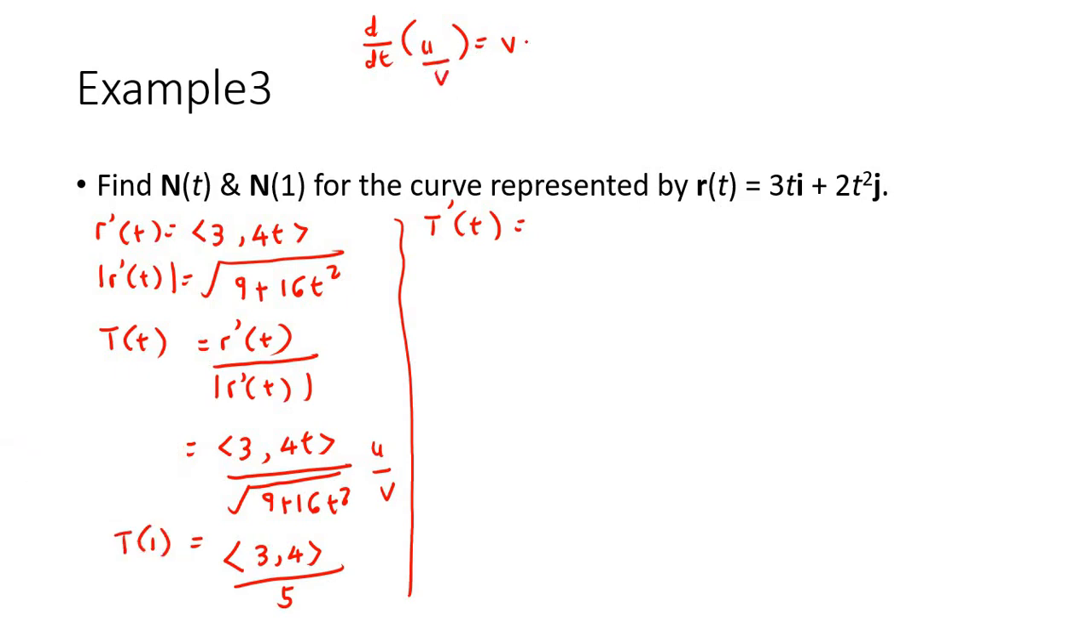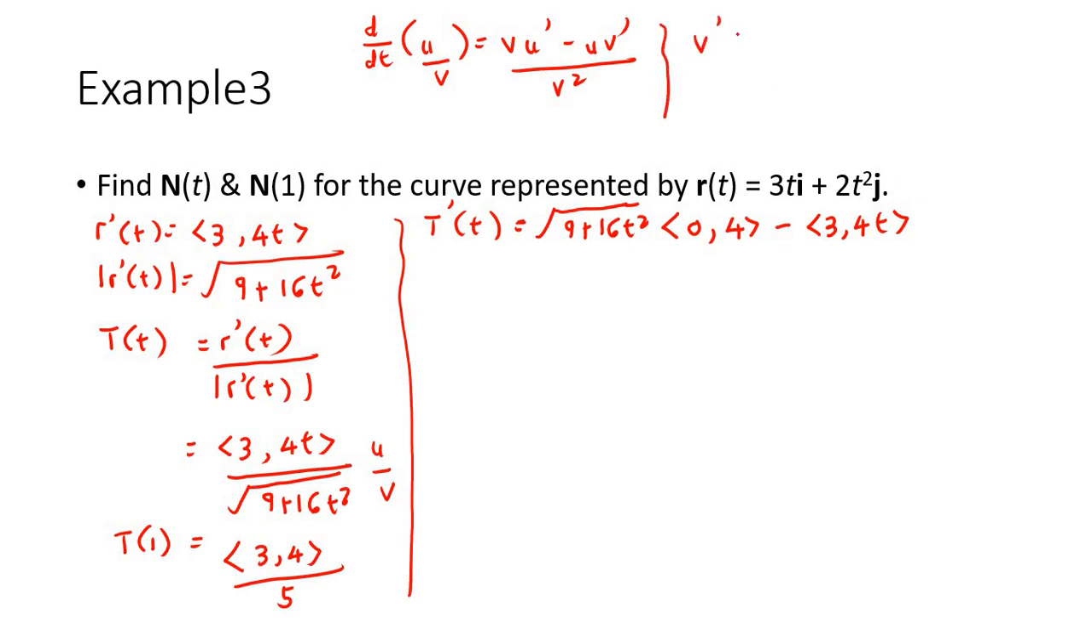U over v is v u prime minus u prime v, divided by v squared, where v is the square root of 9 plus 16t squared. V u prime: differentiate 3i is 0, and differentiate 4tj you have 4j. So minus u prime v, where u is 3i plus 4tj.